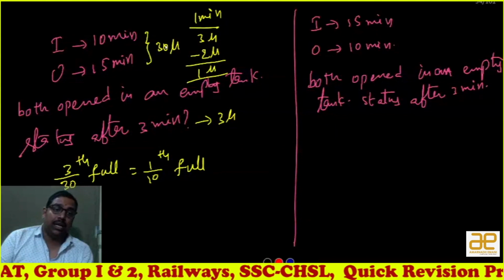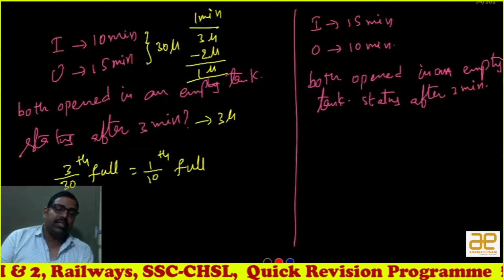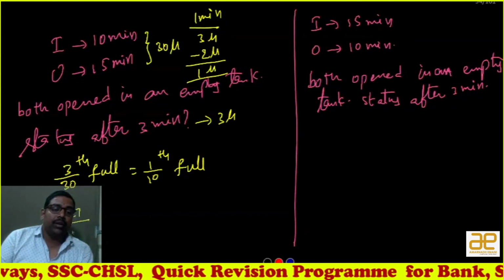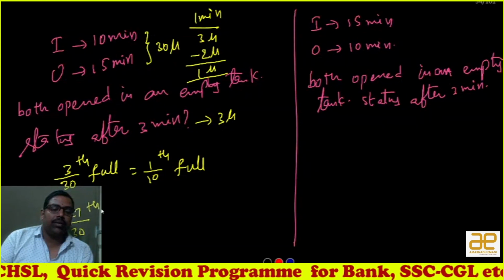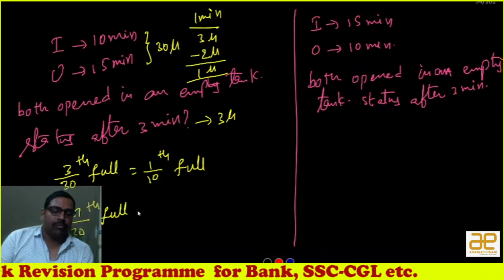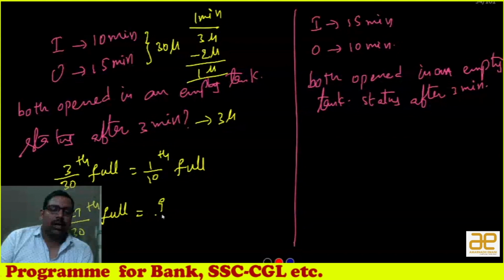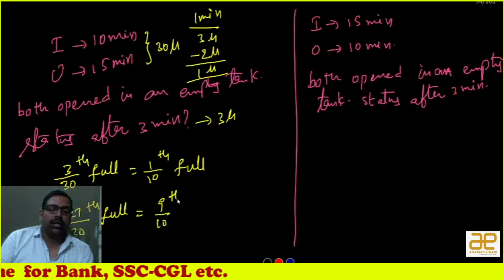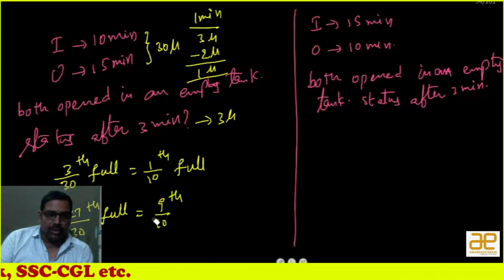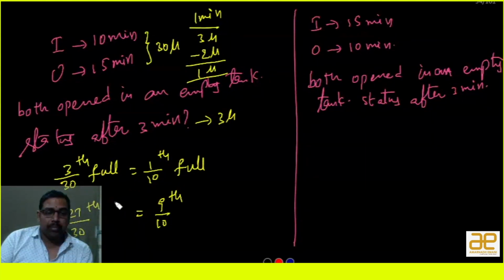Or else you can say that out of 30, 3 units were filled, meaning the remaining 27 units are empty. 27 by 30th, cancel with 3, 9 by 10th. Oh no, sorry, this is not full. This is empty. 27 by 30th empty. So that is 9 by 10th empty.